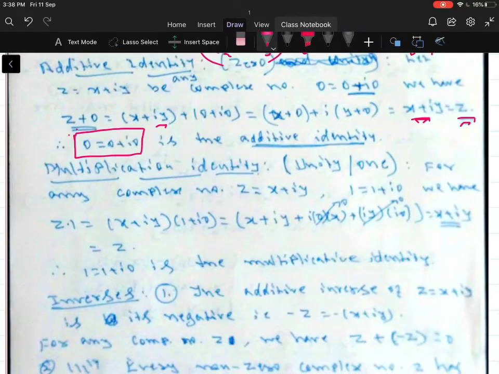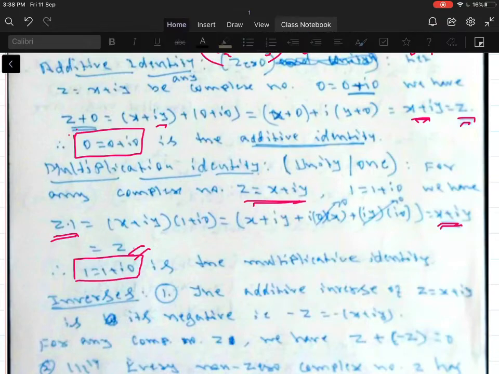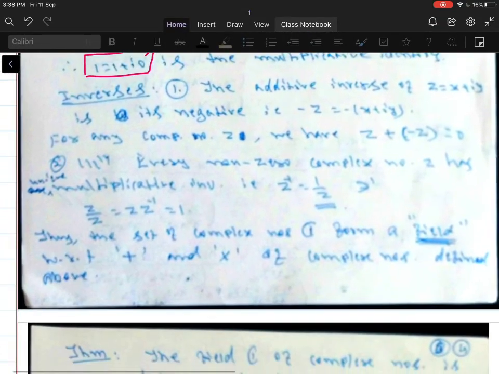Now let us move to the multiplicative identity, or unity, or call it 1. For any complex number z = x + iy, 1 can be written in complex form as 1 + i0. Then we have z into 1, that is (x + iy)(1 + i0). So that can be written as x + iy + 0 + 0, which is equal to x + iy, that is equal to z. Therefore, 1 = 1 + i0 is the multiplicative identity.